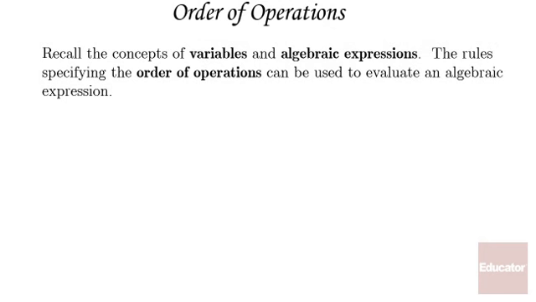Recall the earlier concepts of variables and algebraic expressions. Starting out with some definitions, a variable is a letter or symbol that's used to represent an unknown number. It could be any letter. Frequently X, Y, and Z are used, but you could choose N or S or W.